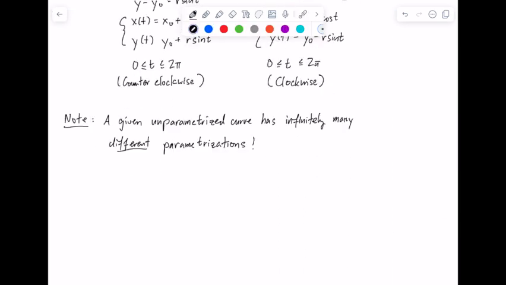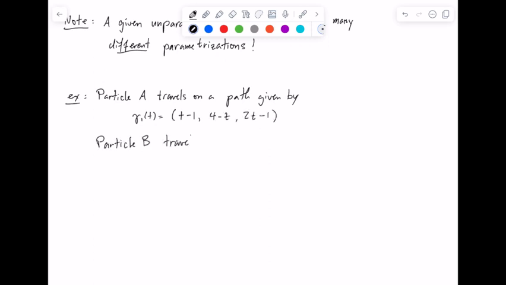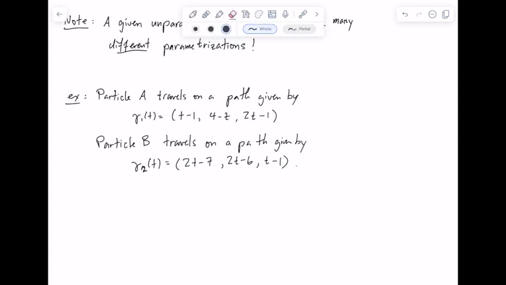Let's now take an example where parametrizations do matter. Suppose particle A travels on a path given by t minus 1, 4 minus t, and 2t minus 1. And particle B travels on another path given by 2t minus 7, 2t minus 6, and t minus 1. Now the first question is, do A and B collide?